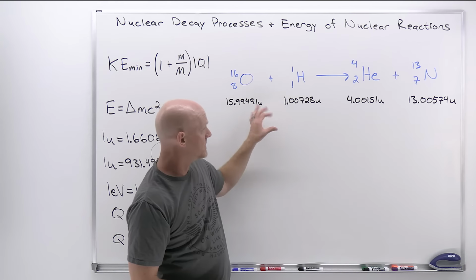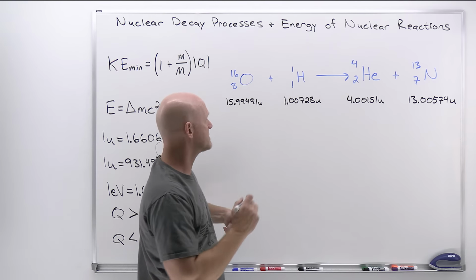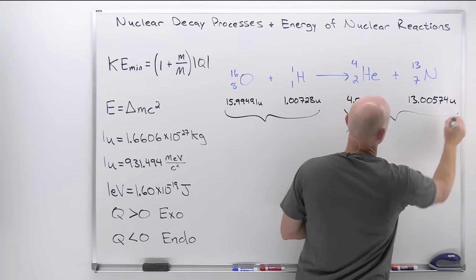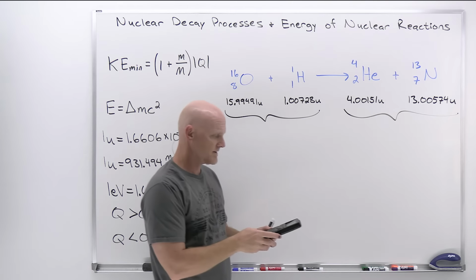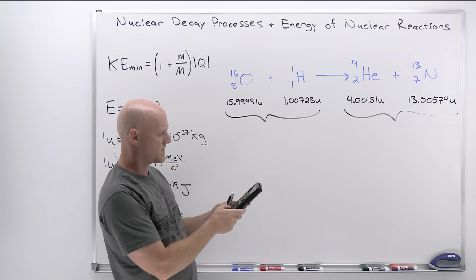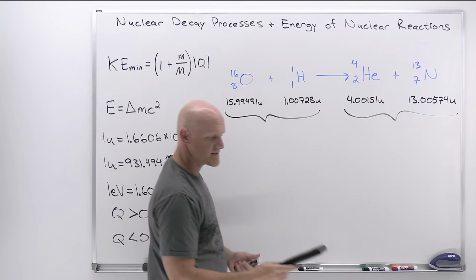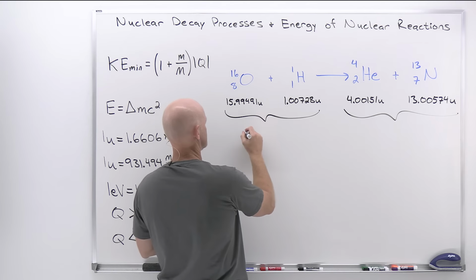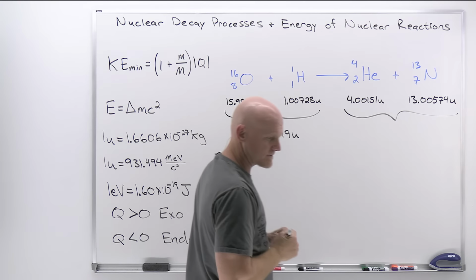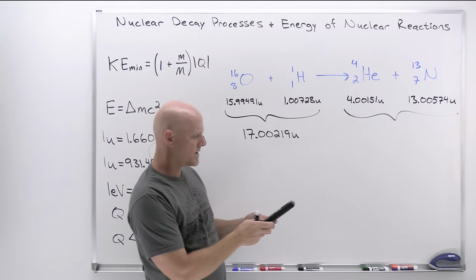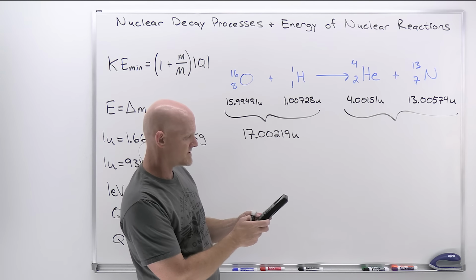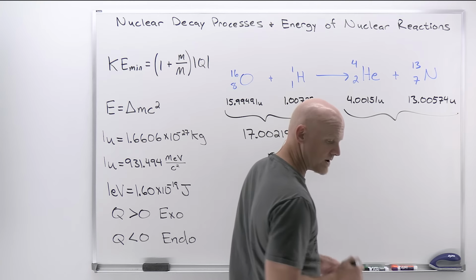All right, so let's take a look at this then and figure out our Q value for this reaction. So we're going to sum up the masses of the reactants and products. We'll let our calculator do the heavy lifting. So 15.99491 plus 1.00728 is going to get us 17.00219 unified mass units. And on the other side, we've got 4.00151 plus 13.00574. We're going to get 17.00725 unified mass units.